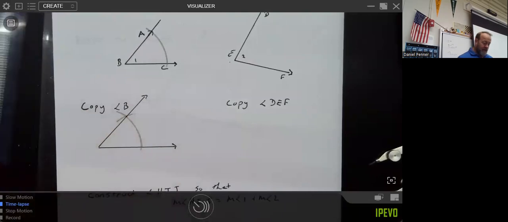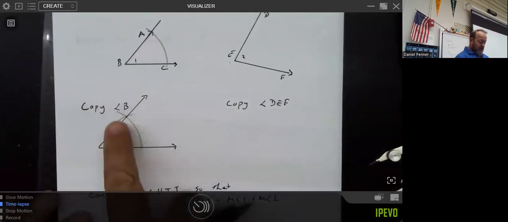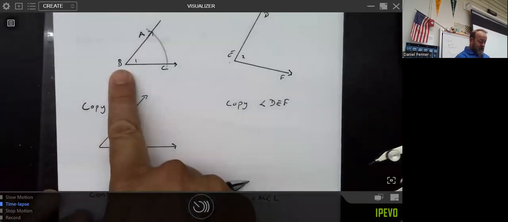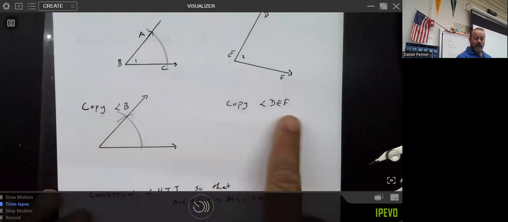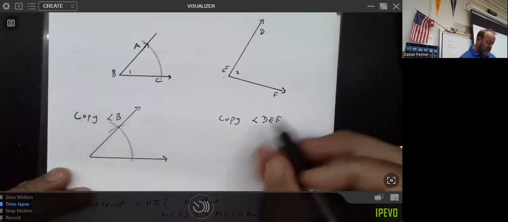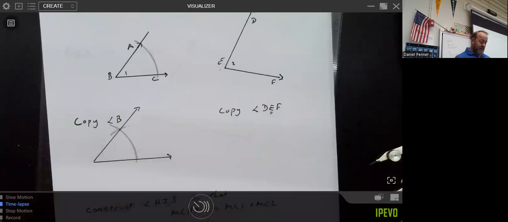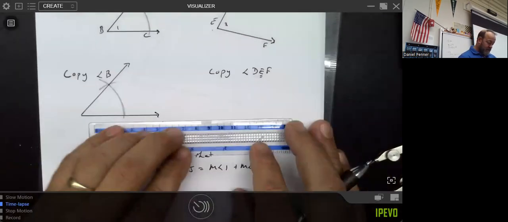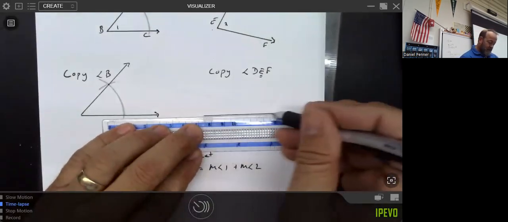I'm also going to talk a little bit about vocabulary. So over here, I named this angle B based on the vertex. Over here, I use the alternate definition, the way we define angles: DEF. Notice that E, the letter in the middle, has to be my vertex. So just like the previous problem, I'm going to start with a ray.